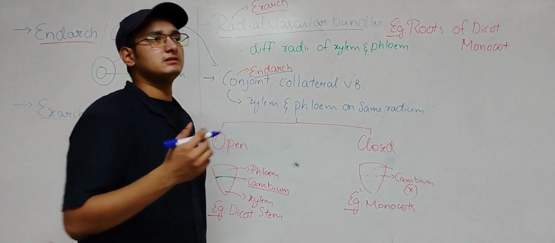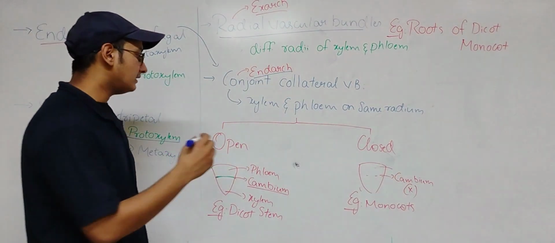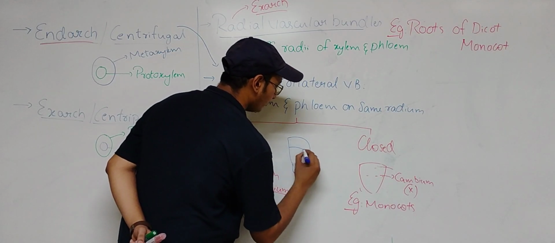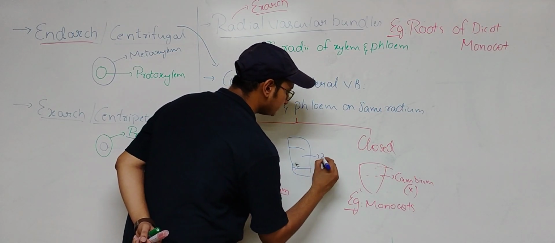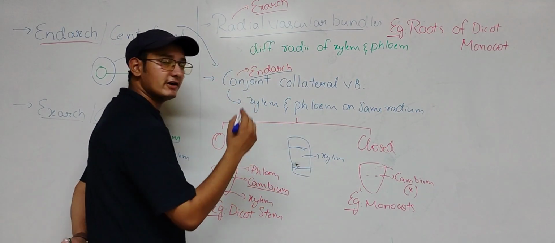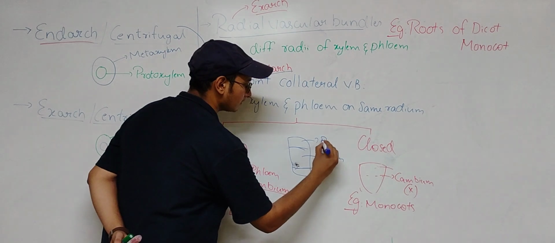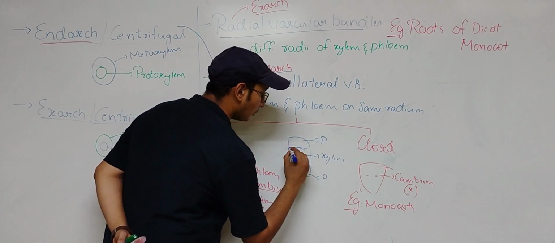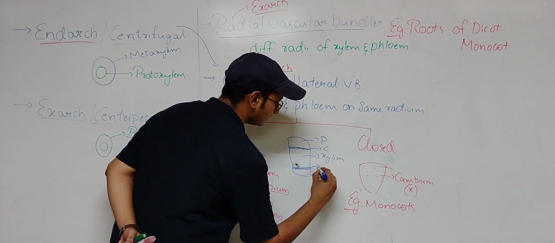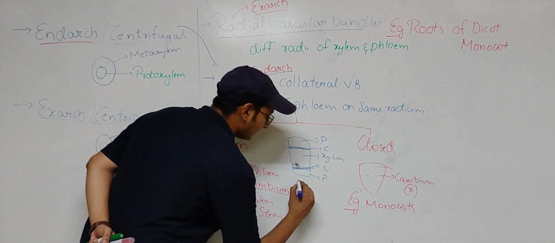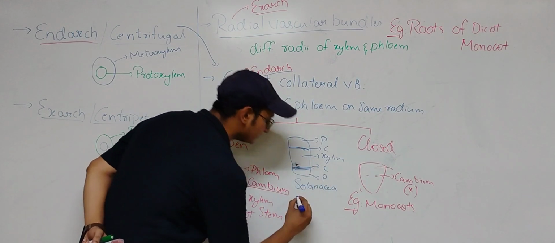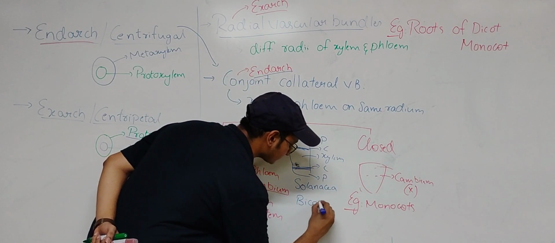And again, we have some other things like the bicollateral type. Here, this is xylem. On both sides, it is covered by phloem. And also on both sides, they have a strip called cambium strip. And this can be seen in Solanaceae family. So this is known as bicollateral conjoint.